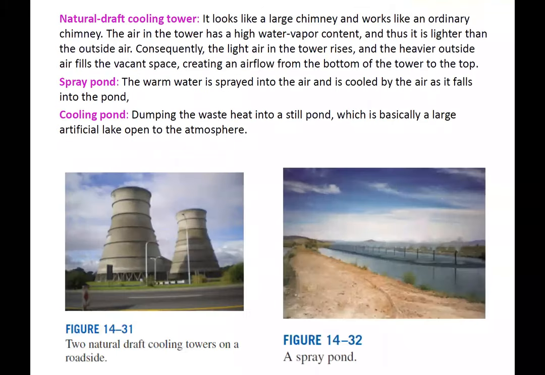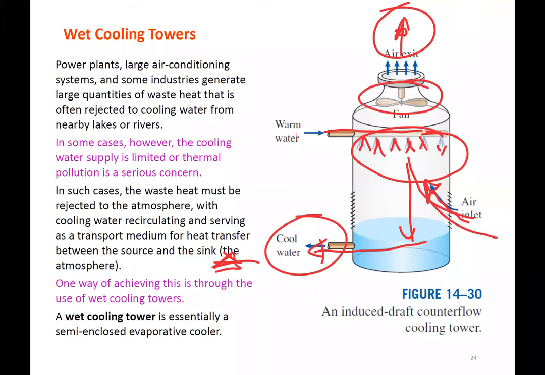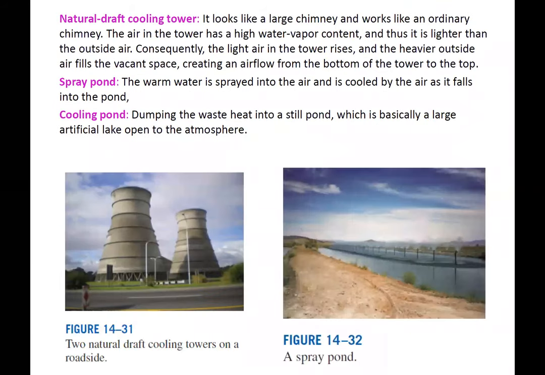All right, so this one has a fan. It's pulling air from down low up through it. But others, the natural draft cooling towers, don't have a fan at all. The air comes in through here, and it leaves through the top with moisture. And believe it or not, air with moisture is lighter than dry air, because water as a vapor is lighter than dry air.